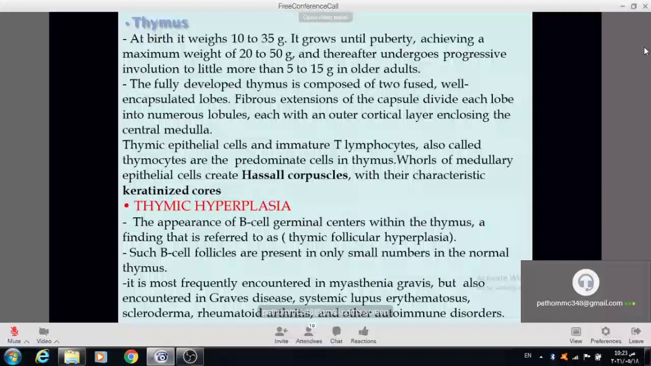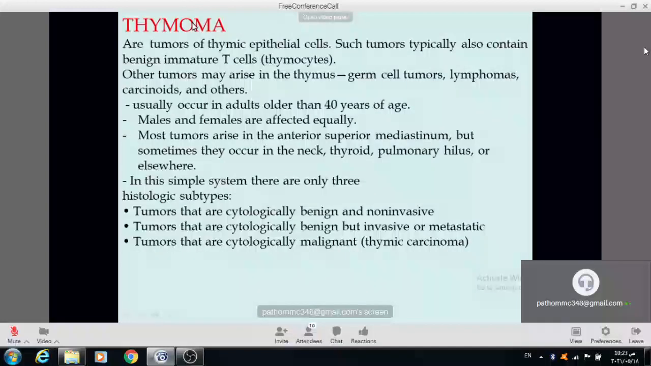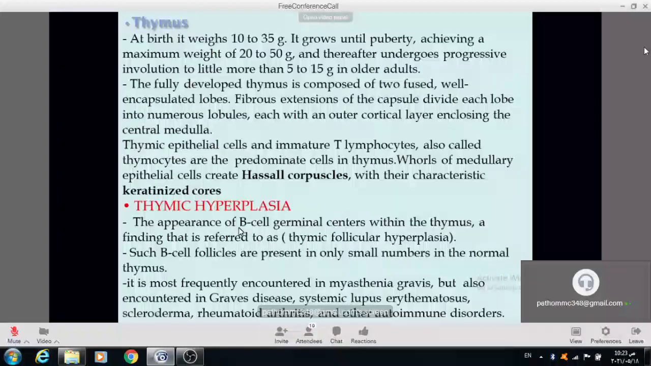رح نجي ناخذ what are the diseases that may involve the thymus. We have many diseases, لكن ممكن نلخصها two important subjects. Thymic hyperplasia and thymoma. يعني عندنا two important diseases with thymus، اما thymic hyperplasia او عندي ايضا thymoma. شنو هي thymic hyperplasia؟ هي عباره عن appearance of B cell germinal centers within the thymus. And this finding is called thymic follicular hyperplasia.